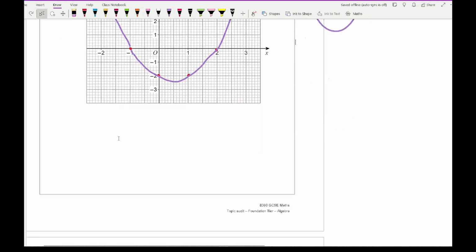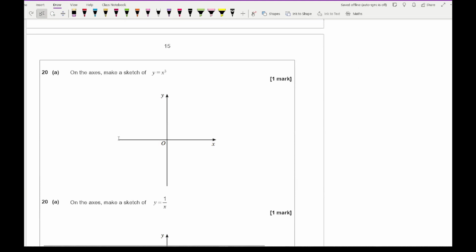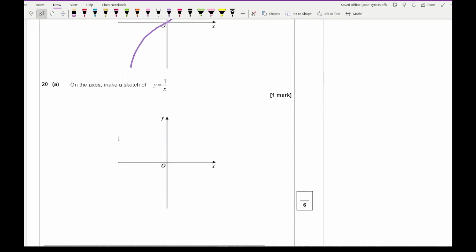And again, you want to make sure that your line goes through the points and mimics the U shape as much as possible. Moving on to question 28, it says on the axes make a sketch of y equals x cubed. So you want to draw a cubic graph, and your cubic graph should go through the origin and have a shape that looks something like that. Then for the next part, it says on the axes make a sketch of y equals 1 over x. This is a reciprocal graph and should look something like this, making sure that your two little curves do not cross any of the axes.